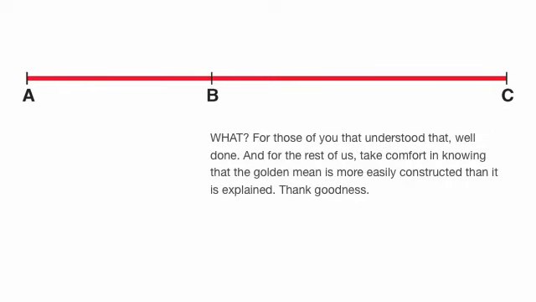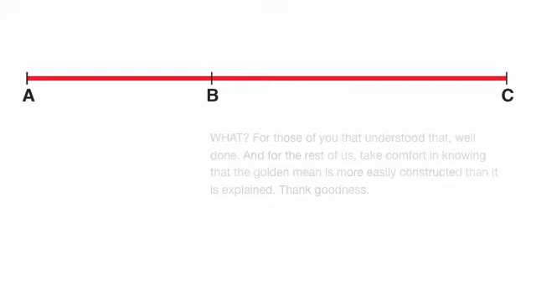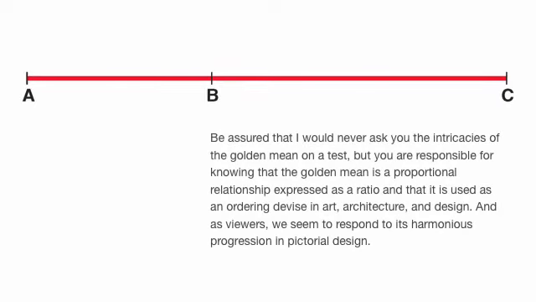Oh dear. For those of you that understood that, well done. And for the rest, take comfort in knowing that the golden mean is more easily constructed than it is explained, thank goodness. Be assured that I would never ask you the intricacies of the golden mean on a test, but you are responsible for knowing that the golden mean is a proportional relationship expressed as a ratio, and that it is used as an ordering device in art, architecture, and design. And as viewers, we seem to respond to its harmonious progression in pictorial design.